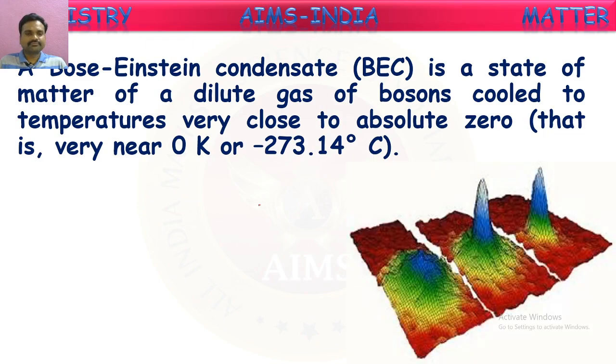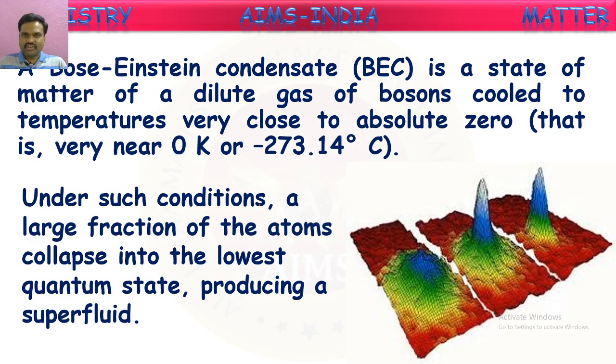How is it formed? Under such conditions, a large fraction of the atoms collapse into the lowest quantum state. It means all the molecules in an atom lose energy. They will come to the very lowest energy state where they cannot move at all. They will be frozen, and the volume is considered for that gas at a temperature almost zero. That state is called Bose-Einstein condensate.